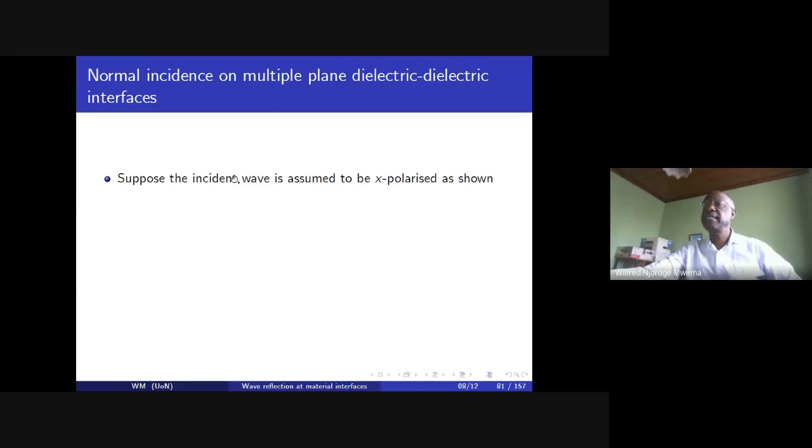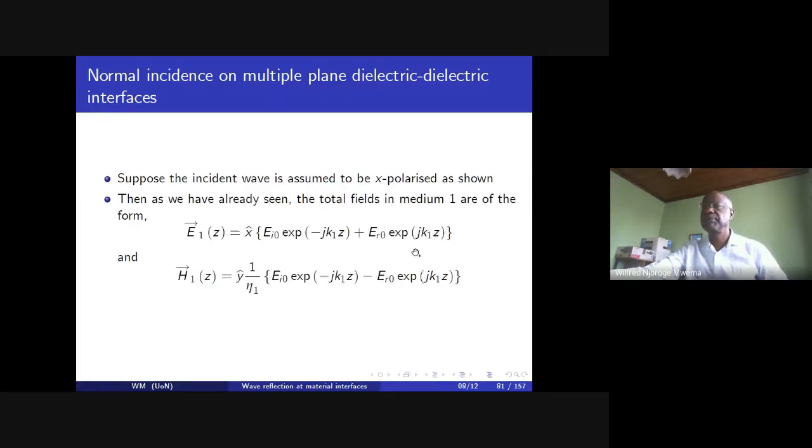Now, suppose the incident wave is assumed to be x-polarized as shown in the diagram. Then we can write that the total field in medium 1 is going to be given by that equation there. That is E1 equal to the incident wave plus the reflected wave. And the H field is going to be given by 1 by eta 1, that is the intrinsic impedance of medium 1, times the incident wave minus the reflected wave.